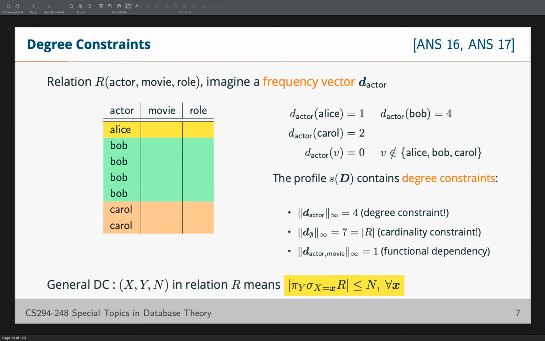Does that make sense? Yeah. So these are just relational operators: select and project. So for every possible x, the y degree of x is at most n. Sorry, so X here is actor, movie, role, or just the subscripts in the D? Oh, this x here would be actor, and y is movie role.